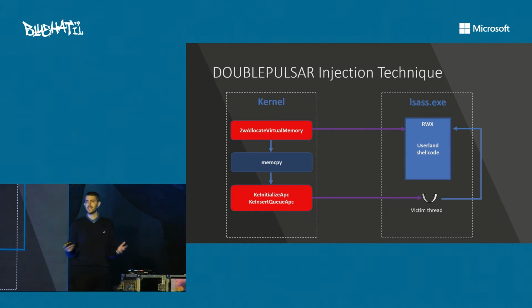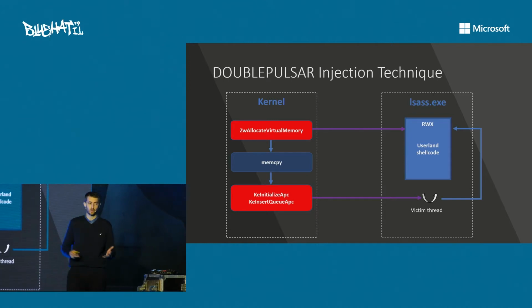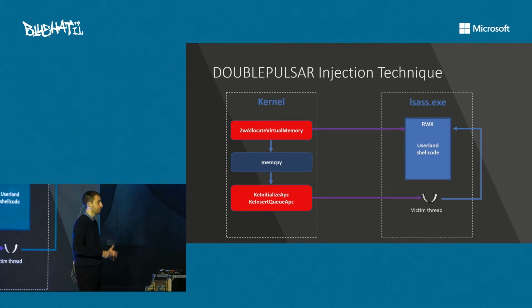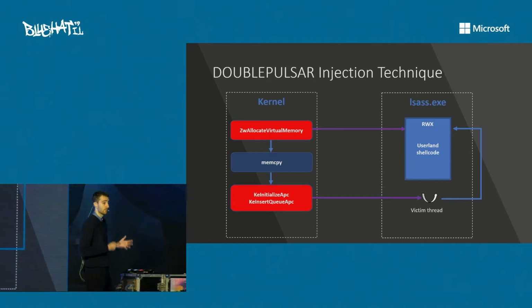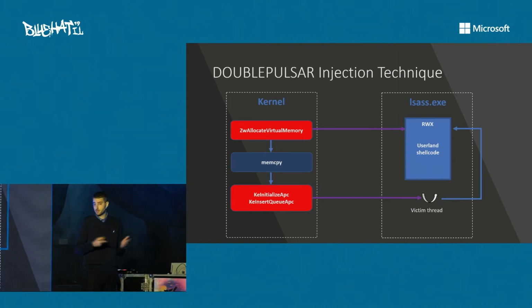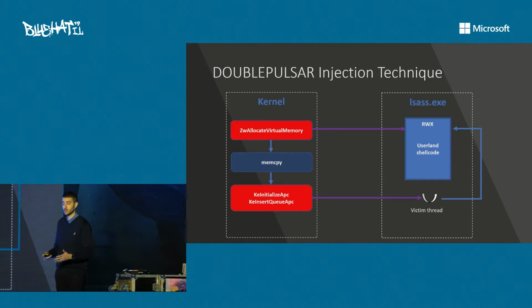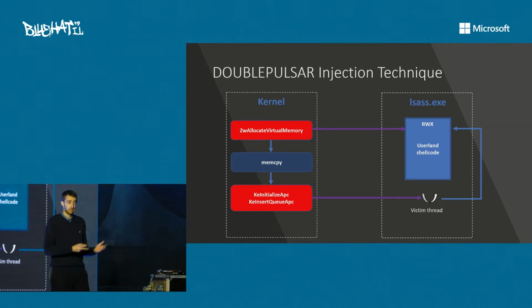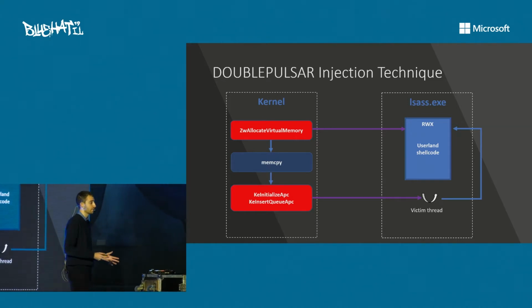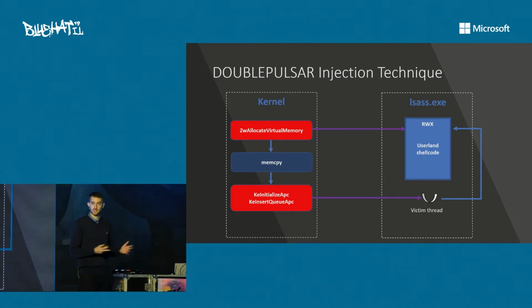So what is an APC? APC stands for asynchronous procedure call, and it is basically a function which gets executed asynchronously by a specific thread. A user APC is a user mode function which is called by the thread when it enters, normally, a special state known as alertable state.